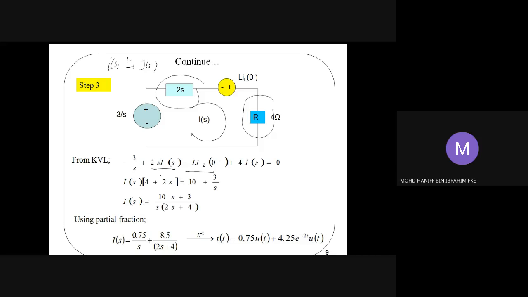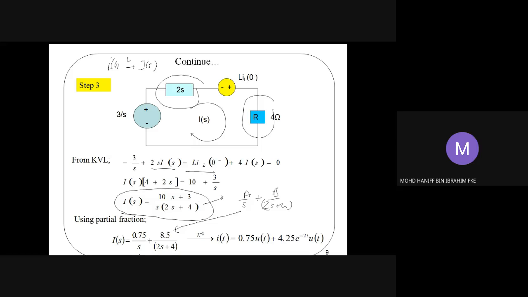So we need to factor out the I(s), and afterwards we are going to have I(s) in this particular form. As what we have learned before, we need to write this into a partial fraction, which is A over s plus B over 2s plus 4. By using the partial fraction method, we obtain that I(s) should be equal to 0.75 over s plus 8.5 over 2s plus 4. You can work out the A and B values. You are supposed to get 0.75 for A and 8.5 for B.